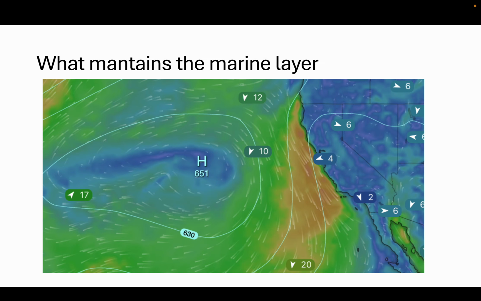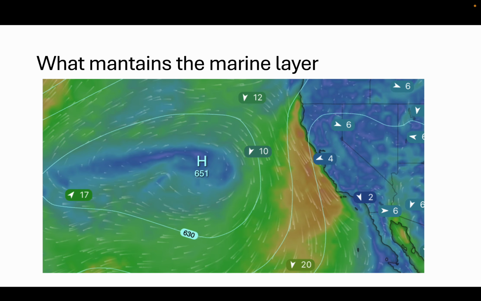So this slide's all about what maintains the marine layer, also what creates it. And you've probably heard of high pressure off the west coast of California. This is the semi-permanent high. What high pressure does is it's sinking air. Sinking air does two things. It does warm as it descends, and it keeps the air below it kind of in one place.